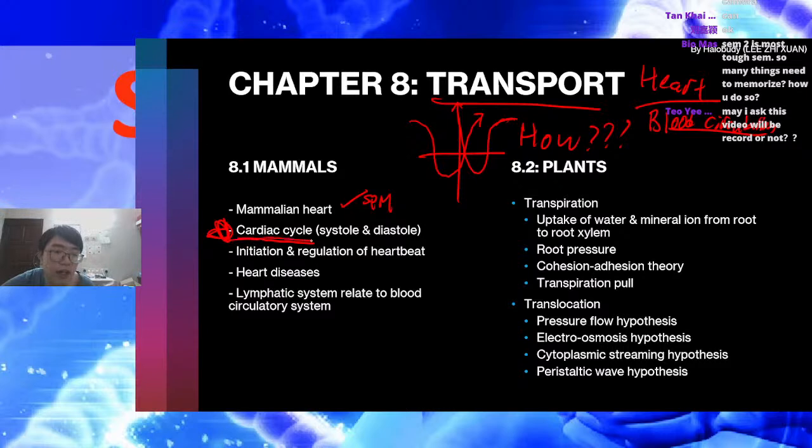Because what? We have cardiac cycle. So there are systole and diastole. This is the scientific terms. You have to use this term. We cannot use contract and relax. Systole is contract, diastole is relax. But we cannot use contract and relax.